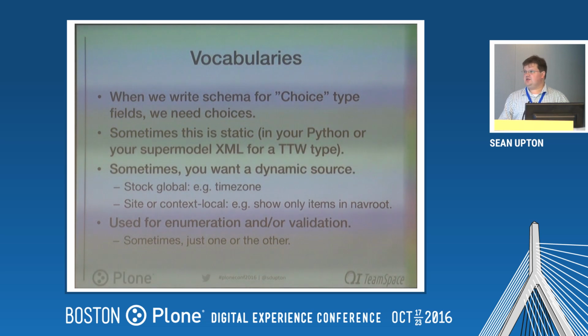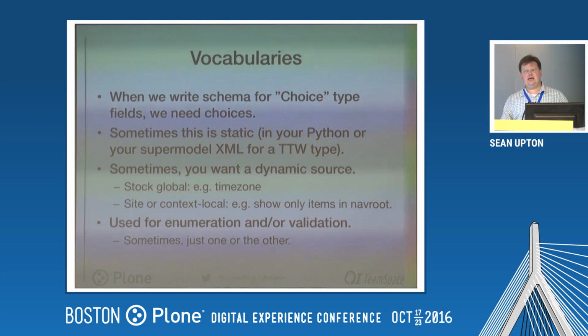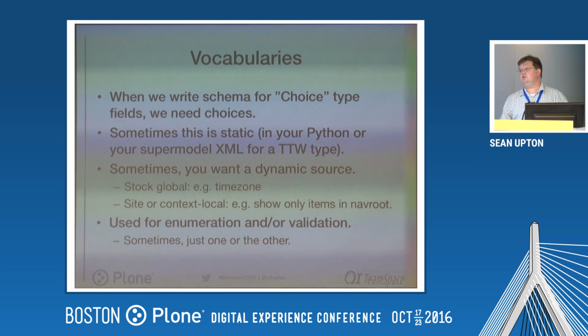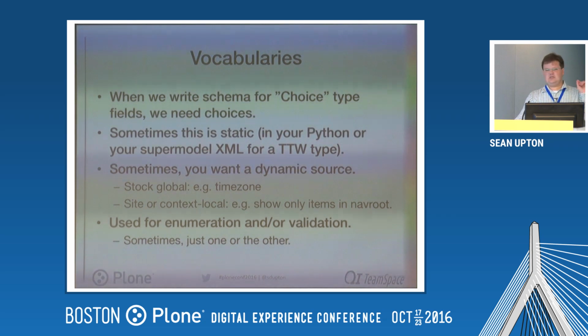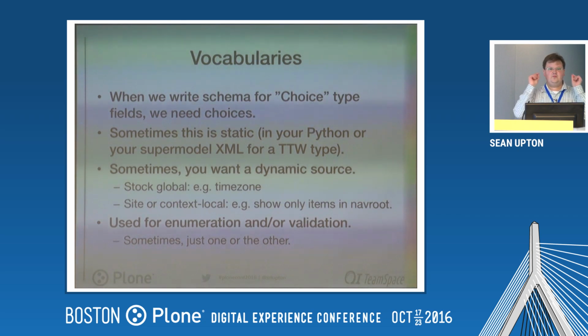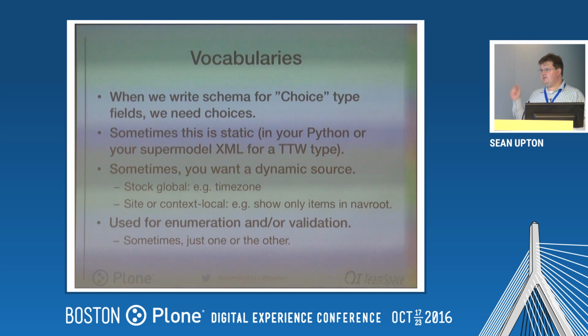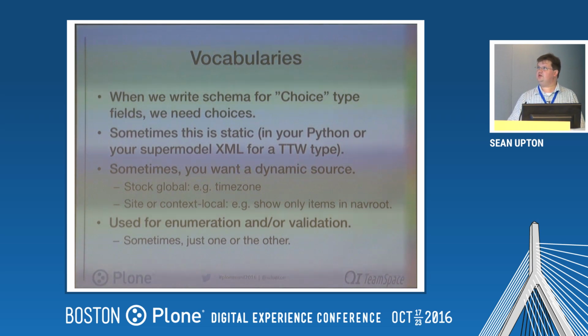They might be useful for validation. Sometimes you might just use it for validation. In the case of the related items widget, I think that it's typically only used for one or the other. Don't hold me to that. But in any case, sometimes it's used for validating that the thing that you've picked is actually in the set of available choices. And sometimes it's just used to enumerate those choices for display purposes or for choosing in a form.